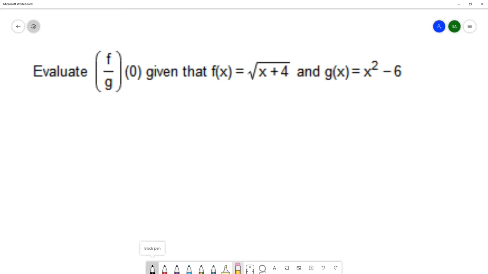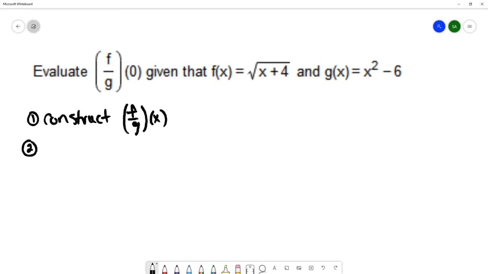So that's one approach. One approach is that we construct the function f over g of x, and then once we construct that function, we can do the evaluation of f over g of 0. So let's take that approach, and then I'll show you a second approach that we could take.